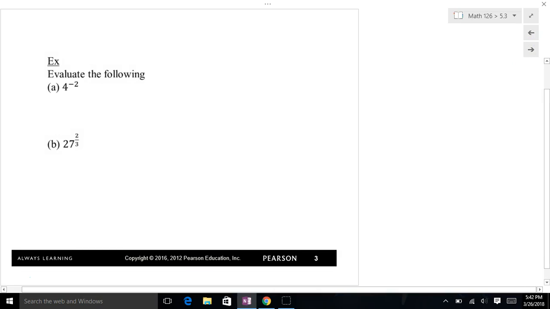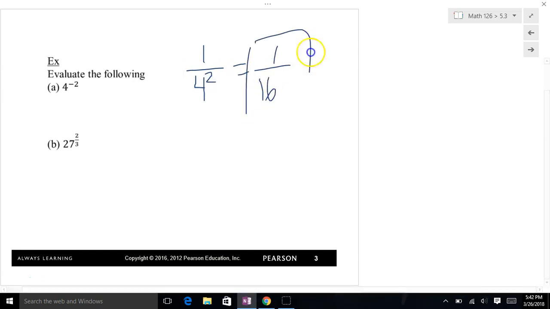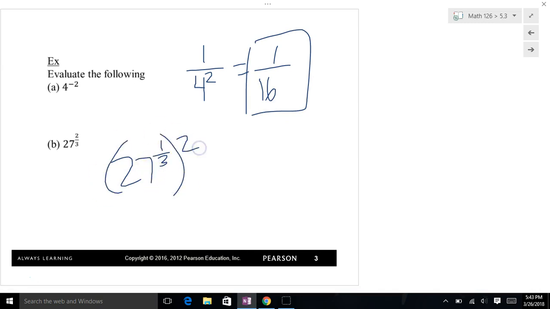Here's just a couple. 4 to the negative 2. A negative exponent means you take it down: 1 over 4 squared, which is 1 over 16. 27 to the 2/3: you want to write that as the third root of 27 to the second power, because 1/3 times 2 is 2/3. So you take the third root of 27 and then you square it.